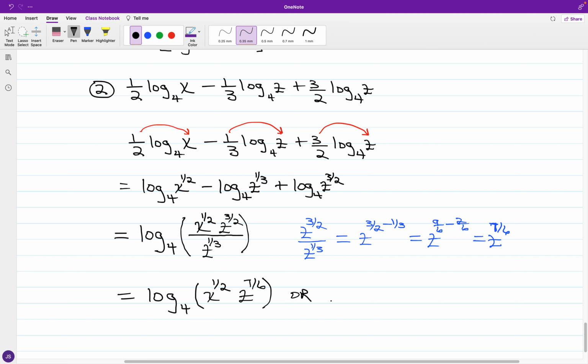And in terms of radicals, again, x to the 1/2 will be the square root of x. And for z to the 7/6, you have the 6th root of z to the 7th. So this is one among other ways you could express the radical result, but you can just leave it as non-integer powers as well.